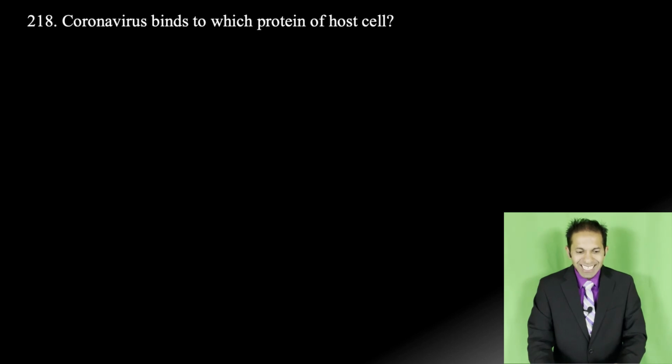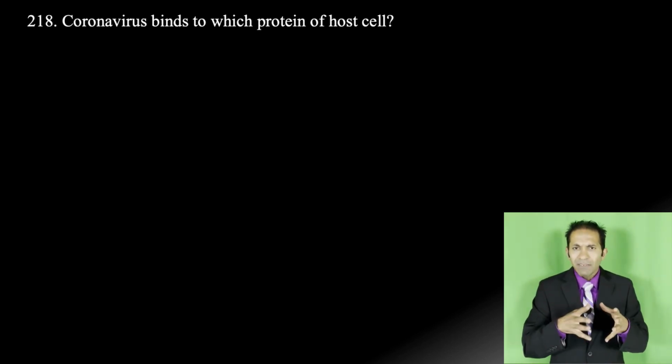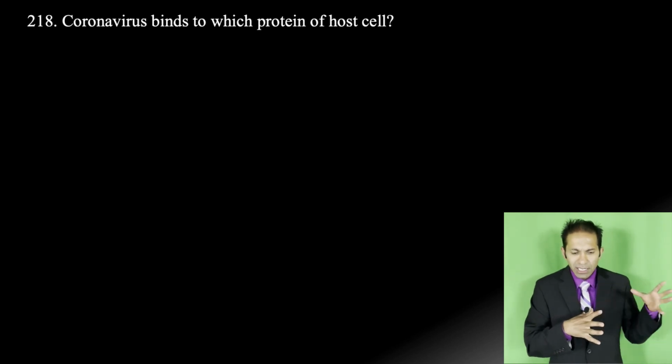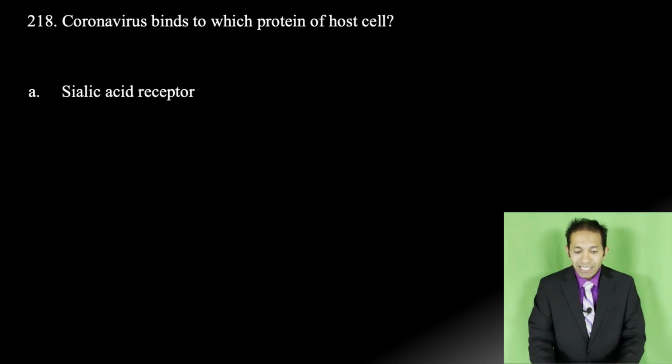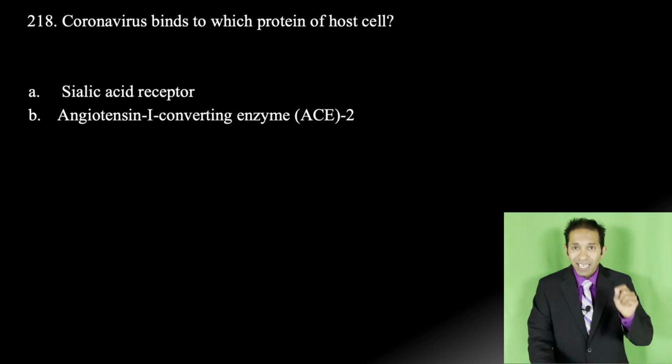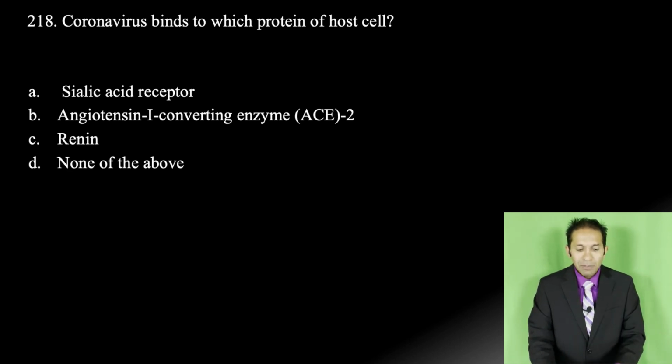Okay, let's go to next slide and do question number 218. We have already discussed this question in last couple of slides. Coronavirus binds to which protein of host cell? Option A, sialic acid receptor. Option B, ACE2. Option C, renin. Option D, none of the above. So here the right answer is option B. Coronavirus binds with ACE2 level.